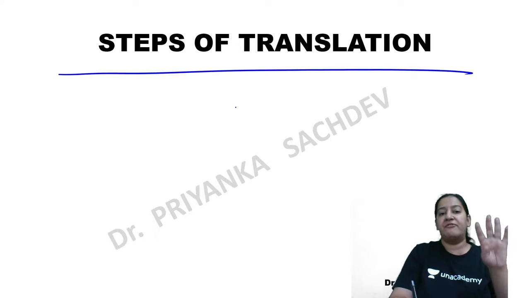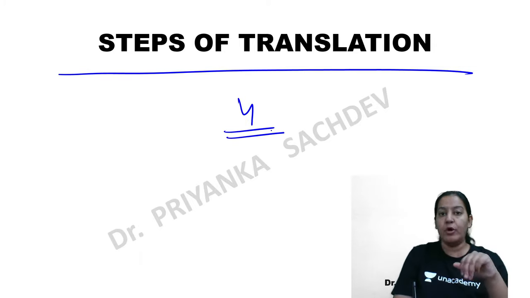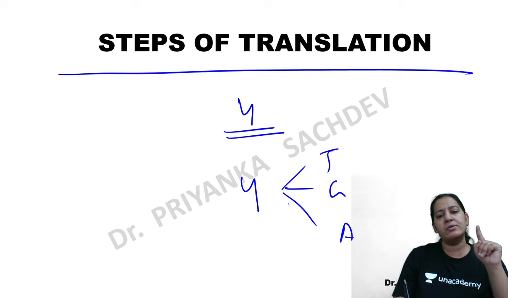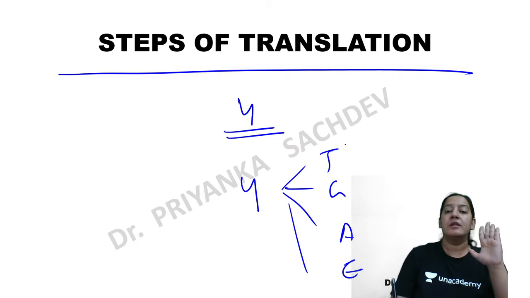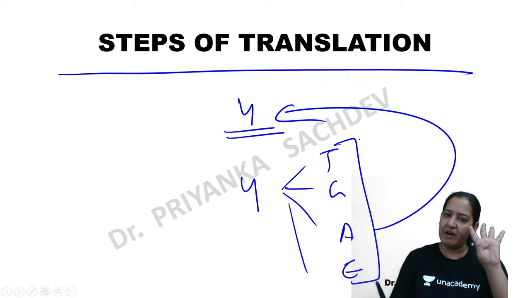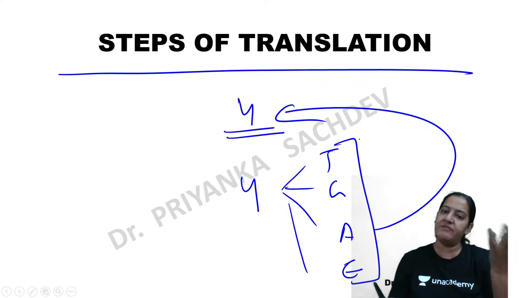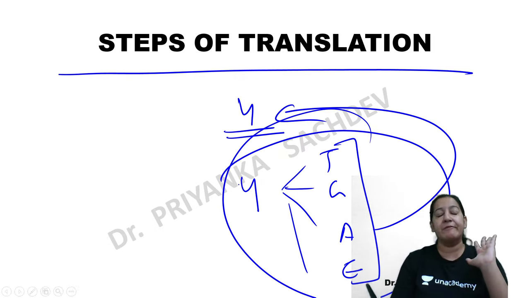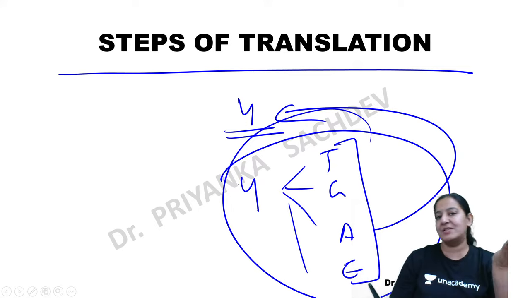So let me tell you the steps of translation, and now translation will start. You have to understand the four steps of translation, because I am going to teach you four antibiotics now: tetracycline, chloramphenicol, aminoglycoside and erythromycin. The four antibiotics each inhibit one step in translation. In translation, we have four steps. One antibiotic inhibits one of the steps. So that's why it's important. Now all the antibiotics which I am going to teach you are protein synthesis inhibitors.